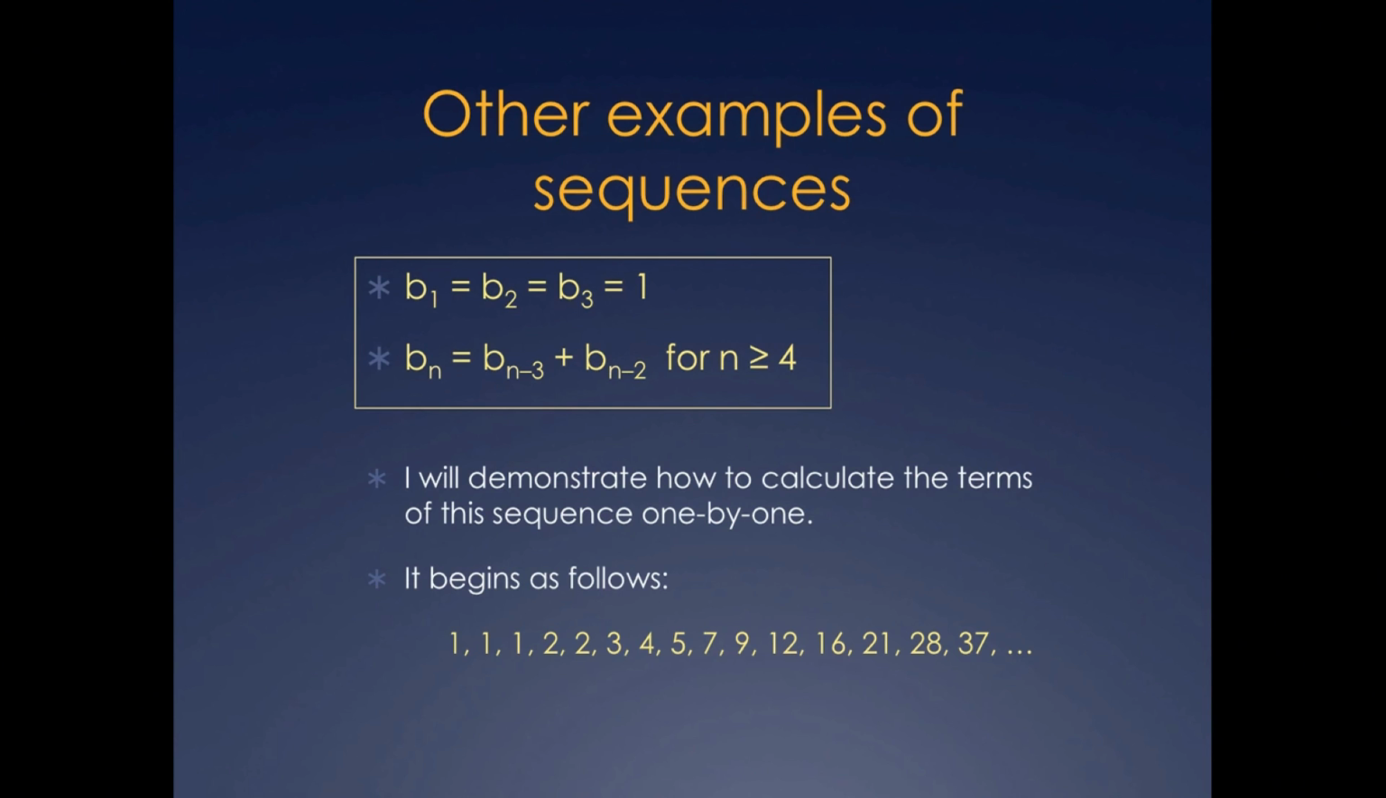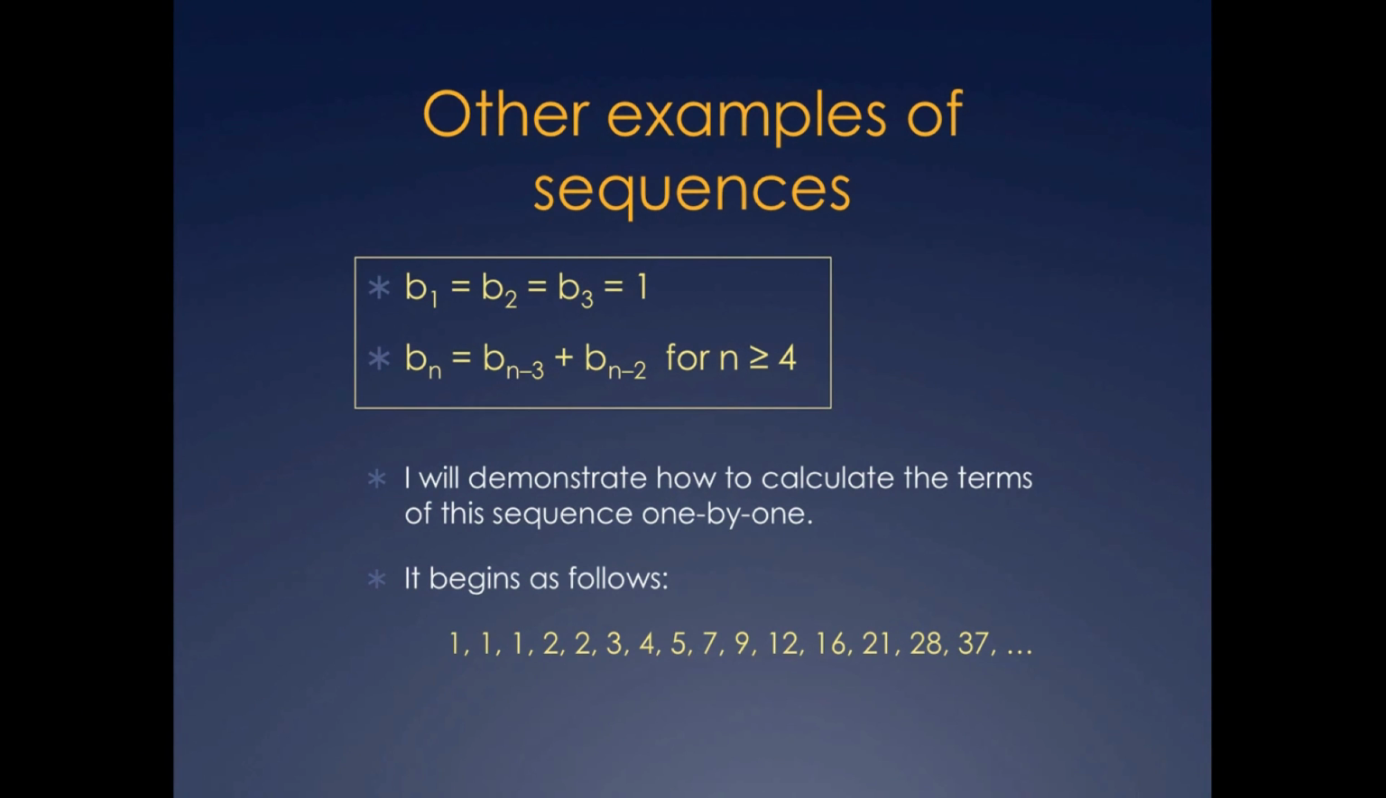All right, let's go on to other examples. Now, these are not large classes of examples like arithmetic sequences and geometric sequences. These are just single examples, and they don't have any special names. I'm going to call the terms of this sequence B1, B2, B3, and so on. And to begin with, let me tell you three base cases. Let me tell you that the first three terms, B1, B2, and B3, are all 1. And then the recursive formula says Bn equals Bn minus 3 plus Bn minus 2.